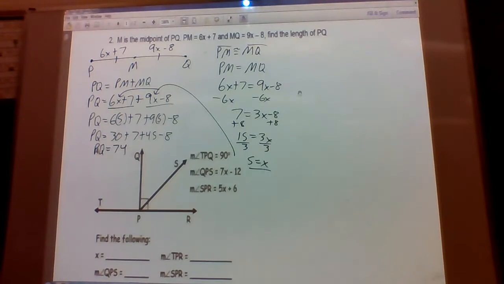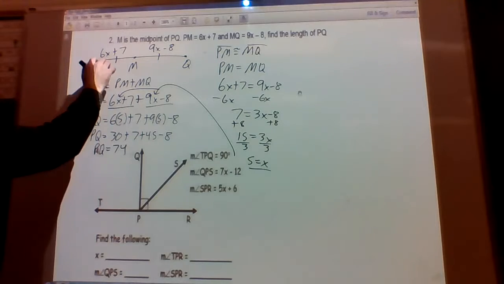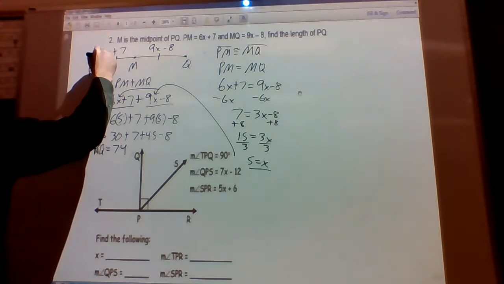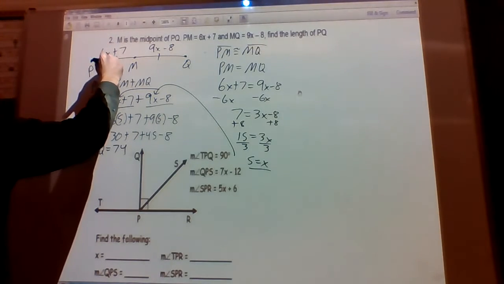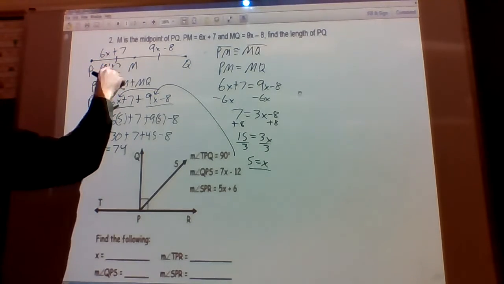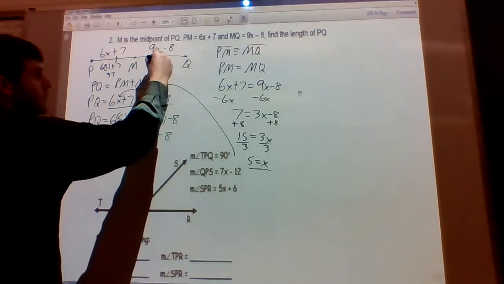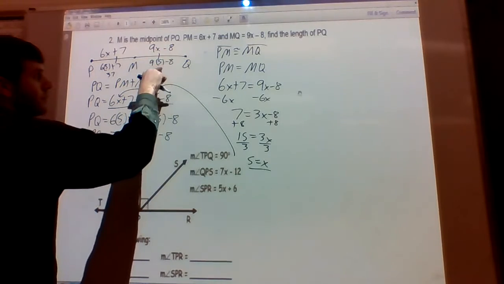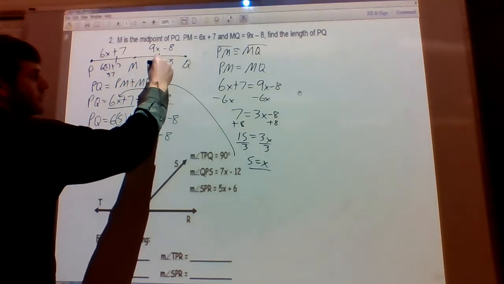Okay, let's substitute in 5 for x. So 6 times 5 plus 7: 6 times 5 is 30, plus 7 is 37. Here we have 9 times 5 minus 8. So 45 minus 8 is 37.